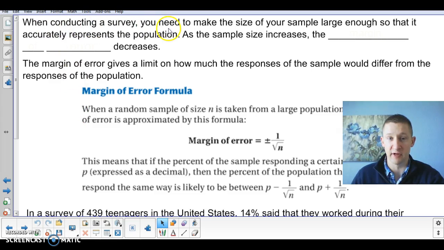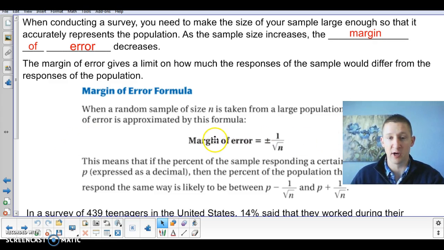When conducting a survey, you need to make the size of your sample large enough so that it accurately represents the population. As the sample size increases, the margin of error is going to decrease. The margin of error gives a limit on how much the responses of the sample would differ from the responses of the entire population. So if we were to talk to all 300 million people in America, we'd be within a certain margin of error from the number we get from our sample.